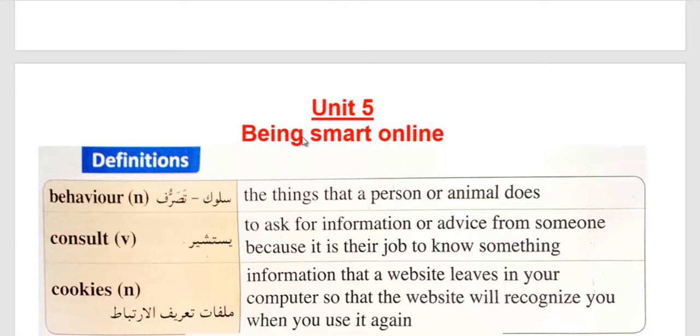Unit 5, being smart online. This text or this unit tells us about doing research online. The internet is very useful with lots of information, but how do you avoid spending hours reading unhelpful websites? Read on to find out how to use the internet effectively. Right now I'm advising you how to use the internet effectively.